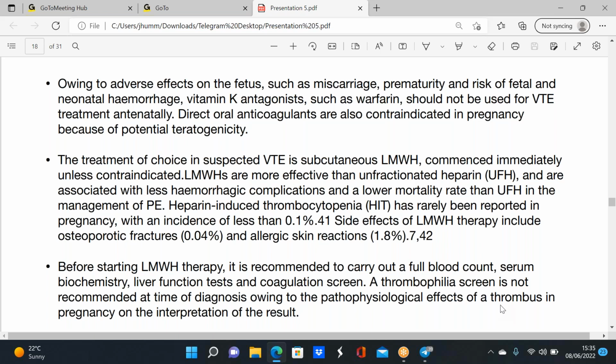Before starting the low molecular weight heparin, it is recommended to carry out a full blood count, serum biochemistry, liver function test, and coagulation screen. A thrombophilia screen is not recommended at the time of diagnosis because of the pathophysiological effects of a thrombus in pregnancy on the interpretation of the result. So only blood count, serum biochemistry, LFT, and coagulation are required, not the thrombophilia screening.